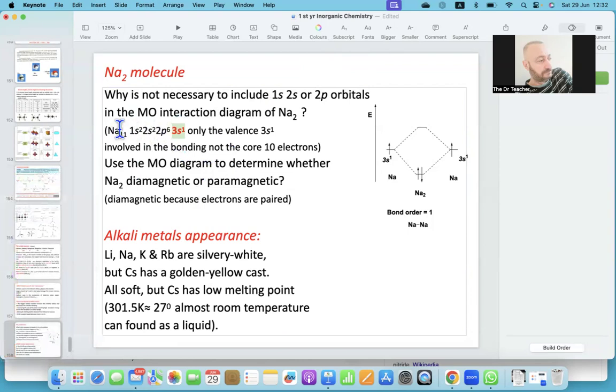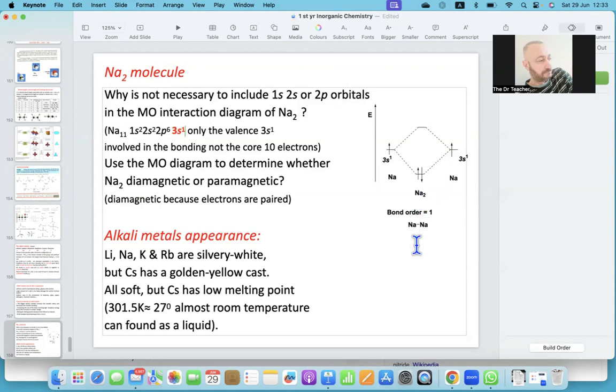So these are not included in the reactions. Only this electron in the S orbital, in the last main shell, one electron, is responsible for the reaction. So one electron from sodium and another one from the other sodium will form bonding, or share the bond, between the sodium molecular orbitals.